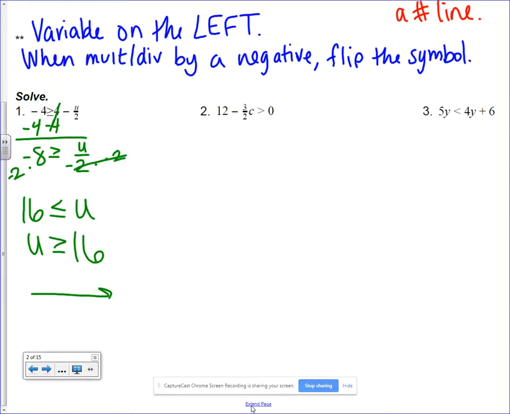Okay, Luke, I'm back to you. I'm going to put the 16 on here. I need to know if it needs an open or a closed circle. Closed because of the equals bar. And Luke, am I going to shade this to the left or to the right? Whichever way the arrow points is where you shade, as long as the variable is on the left.